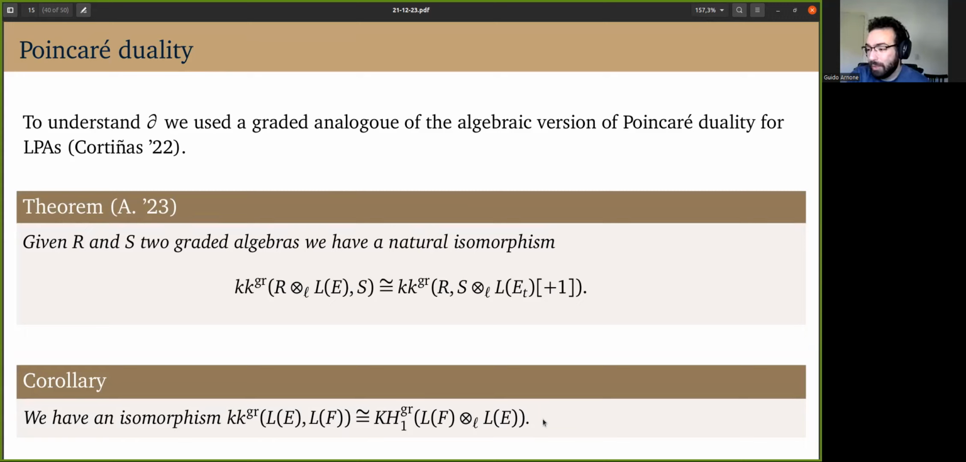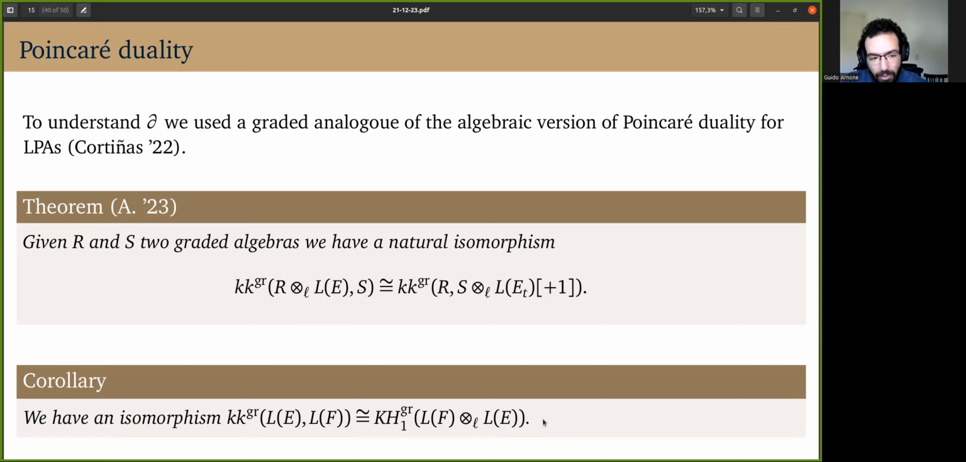It is not very explicit when one writes down the argument, but it is actually there, and proving that it held in the graded setting involved a lot of technicalities with graded KK. But now, back to the things that I think could be more generally applied. So this was to understand this map partial.